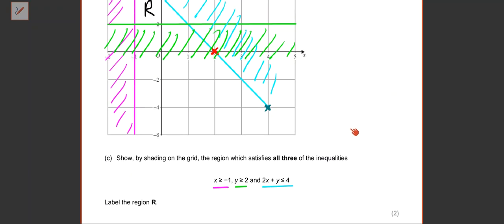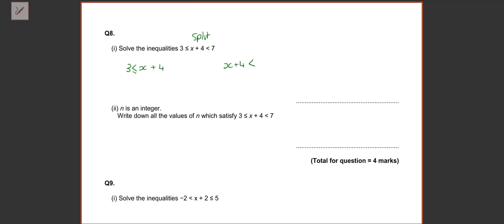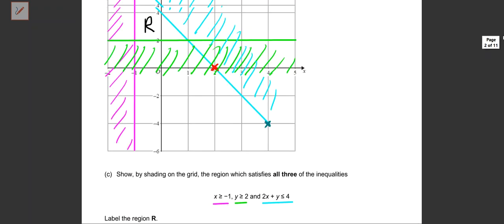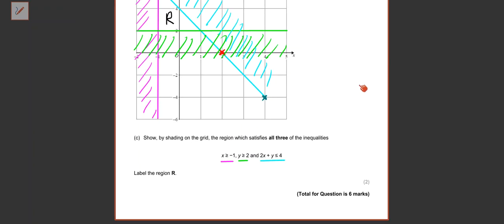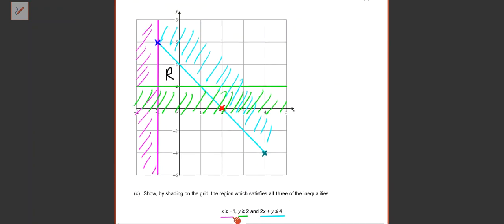Then I've shown here with the coloured lines which one's which. So x being greater than -1. So here's the pink line. x has to be greater than -1, so I've coloured in the less than side because I've not allowed it.